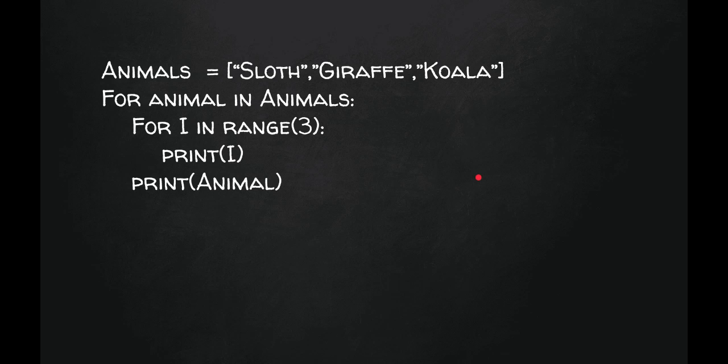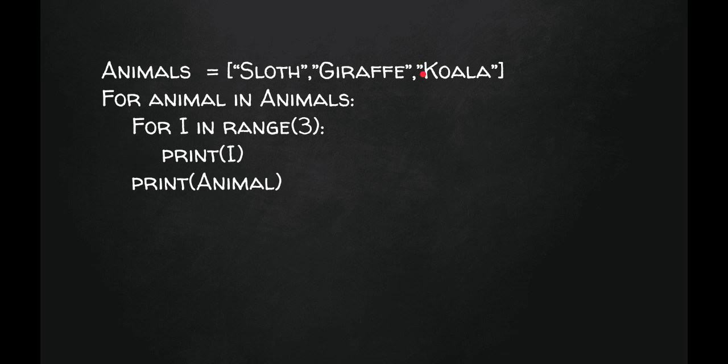Now, animals equals sloth, giraffe, koala. For animals in animals, for I in range 3, print I, print animal. Now, if we consider this one, we have 2 loops now. So for animal in animals, for I in range 3, print I. So we're going to loop through the animals, and then we're going to print I in range 3. So that's going to print 1, then 2, then 3. And then outside that loop, it's going to print the animal. So we've got nested for loops.